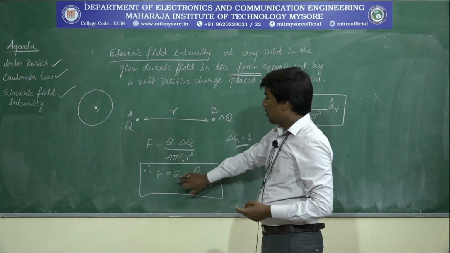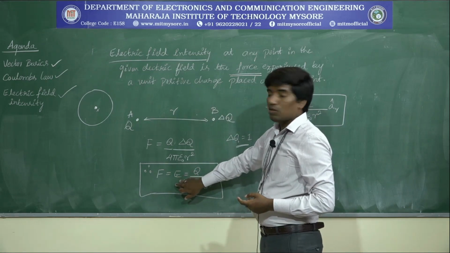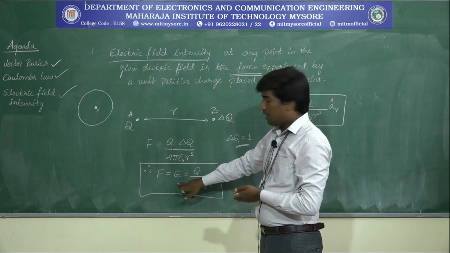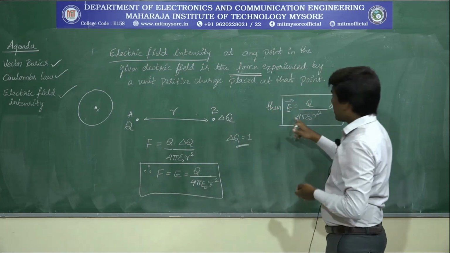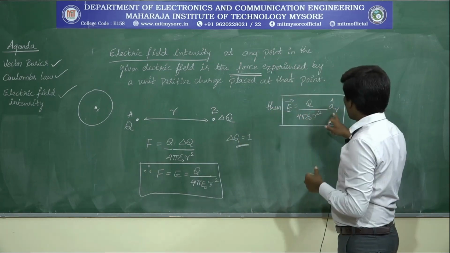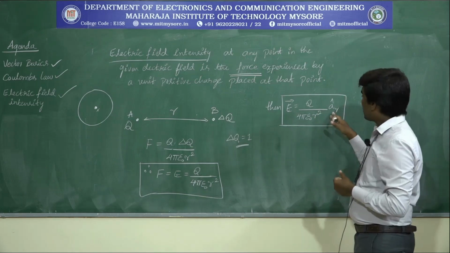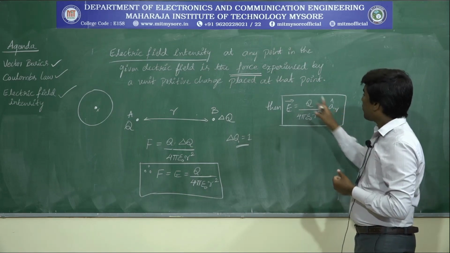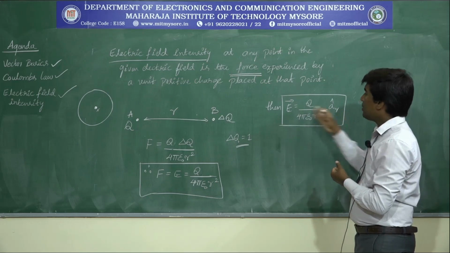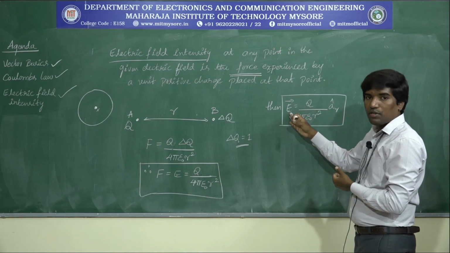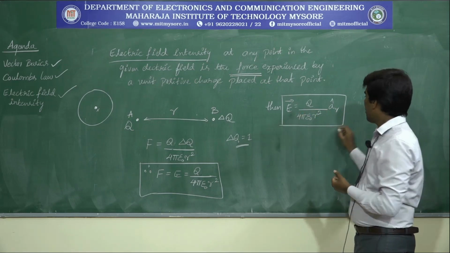This is the magnitude of the electric field intensity. Then coming to the vector representation, using the directional unit vector a cap r, the product of the magnitude and direction gives the vector representation of the electric field intensity, that is this equation.